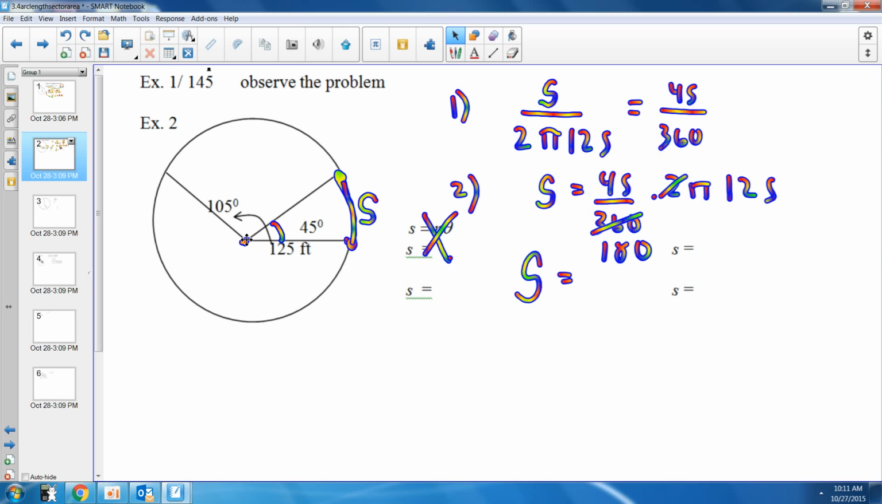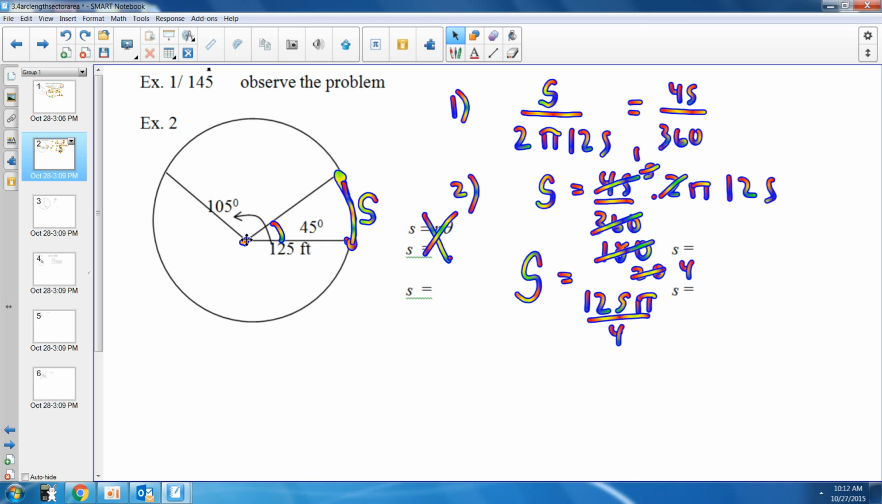And therefore, it's going to be 9 goes into here 5 times, 9 goes into here 20 times. Well, 5 goes into here once and 4 here. So to make a long story short, it's going to be 125 pi over 4 is the exact answer for the arc length S.